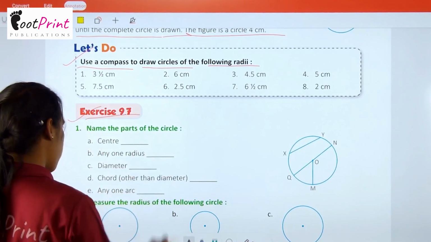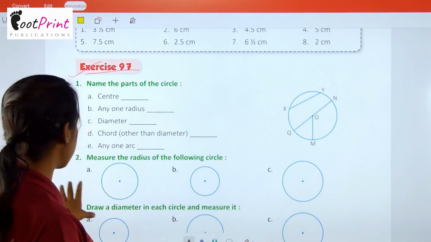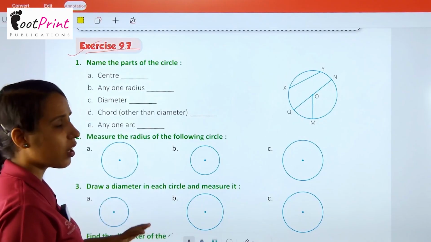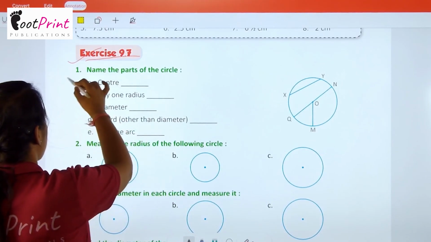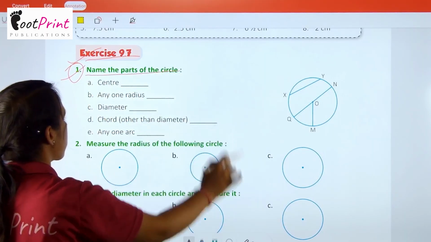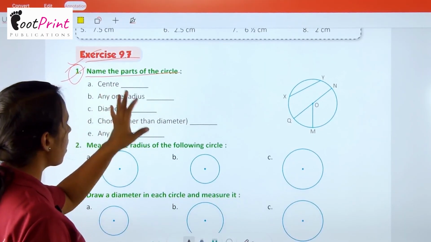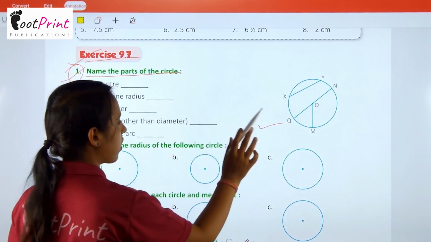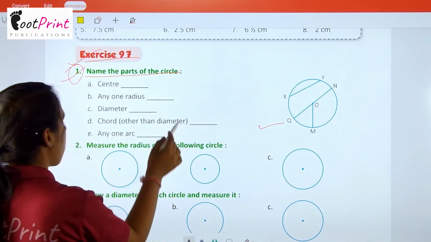Now we will move to exercise 9.7. In this exercise we learn about circles, and we will solve the exercise on the basis of that concept. So the first question is: name the parts of the circle. Here we have to name the parts of a circle. A circle is given. Looking at this figure, we have to fill in all the blanks.